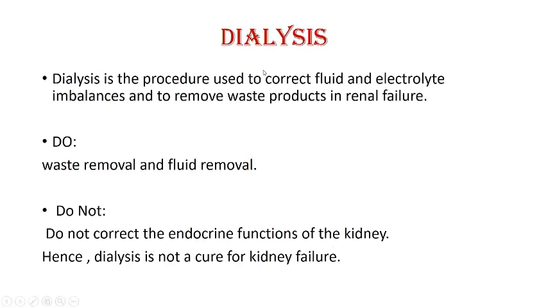So what exactly is the dialysis procedure? Dialysis procedure is generally used to correct the fluid and electrolyte imbalance and to remove the waste products in renal failure. Dialysis is generally done only in cases of renal failure. In chronic renal failure, where the kidney is not able to filter the waste products or the blood, we have to keep the patient on dialysis to increase his life expectancy. Otherwise, if we don't go for dialysis, the patient may die immediately or within one or 2 months. Okay. So what does dialysis do? Dialysis does waste removal, fluid removal, also of the blood.